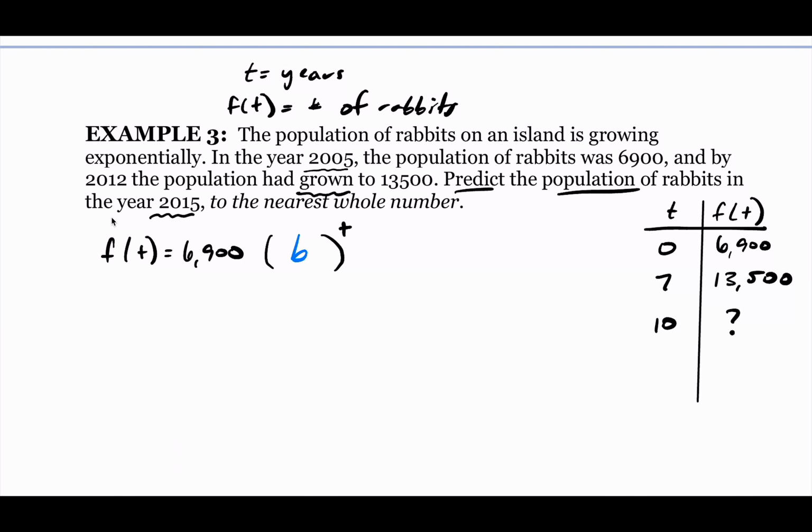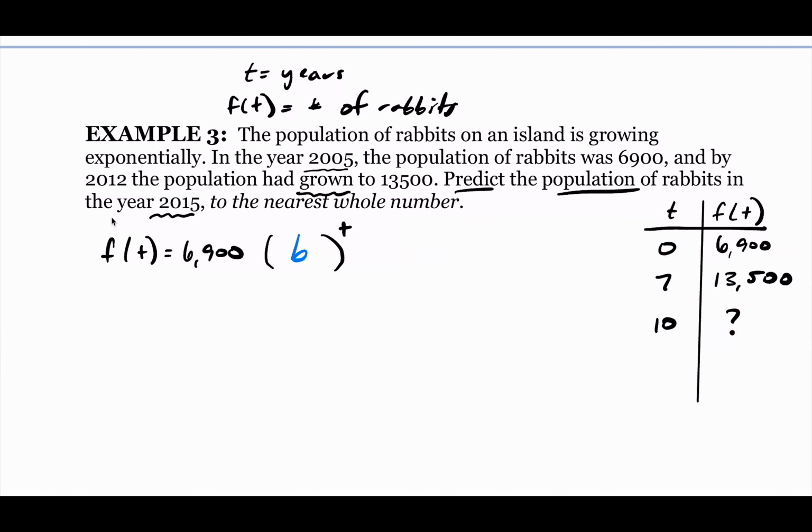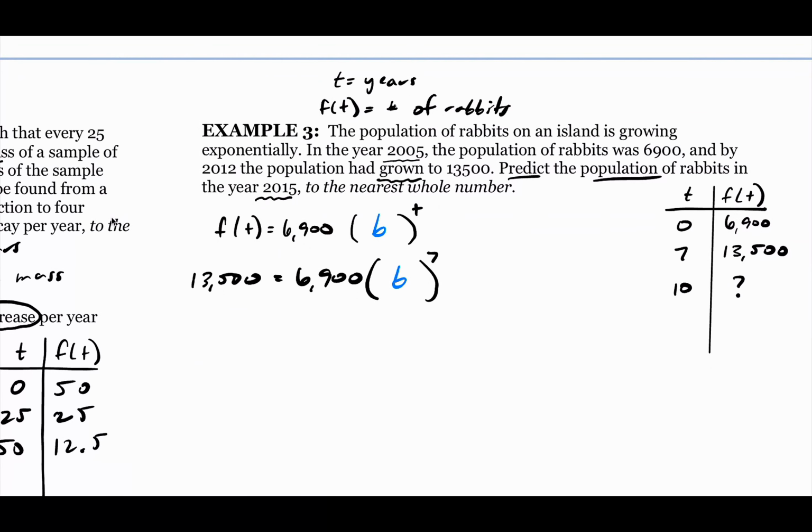So just like on the last one, I'm going to use a point that I already know. I'm going to use this one here. That one is going to be T, and that one is going to be F of T. So 13,500 equals 6,900 b to the, oops, not T power, it is the 7th power. Okay, so now I'm going to solve. I'm going to divide by 6,900.